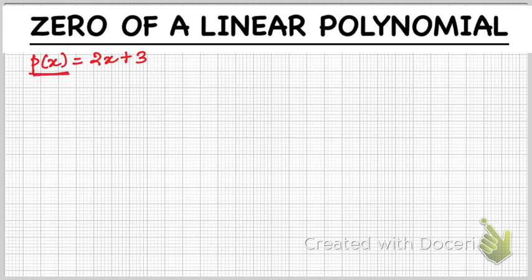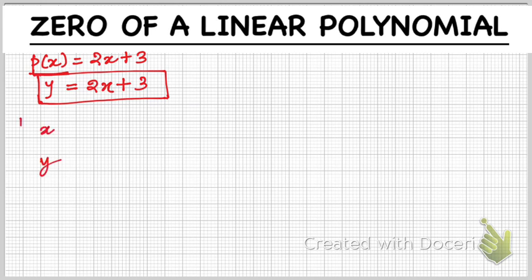Now say we are writing here p(x), we are denoting the polynomial p(x) as y and we are writing it as y = 2x + 3. Now we will try to plot one graph for this y = 2x + 3. But before plotting the graph, we need some points, right? It's mandatory to find some points. So we will take some values. We will take some points first.